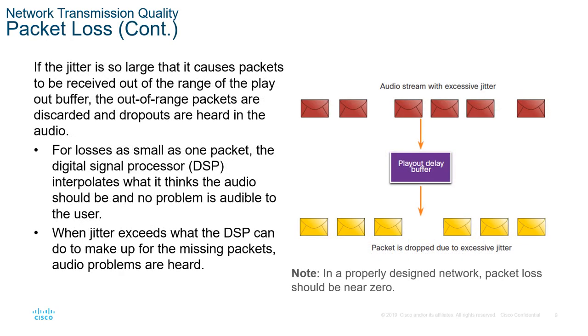So if the jitter is so large that it can cause packets to be received out of range of the play or buffer order, out of range packets are essentially discarded. For losses of a small amount, like maybe a single packet, a digital signal processor, DSP, will basically interpret what's going on and play back that type of audio. Realistically, this happens pretty commonly and you don't normally notice the difference. However, the more jitter occurs, the harder it is for the DSP to interpret what should be going next.